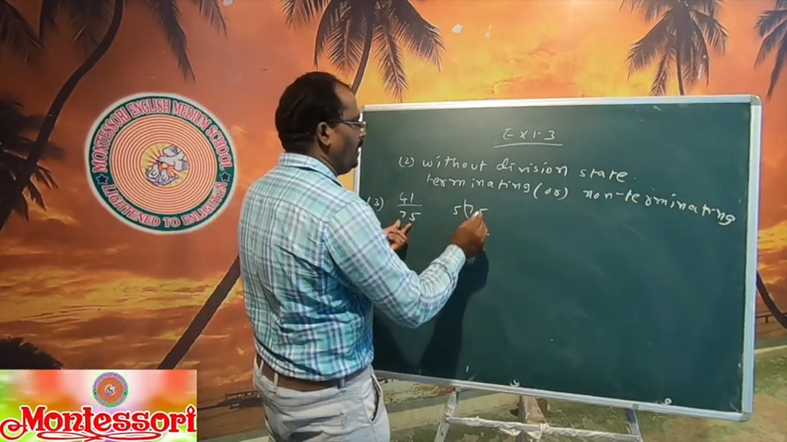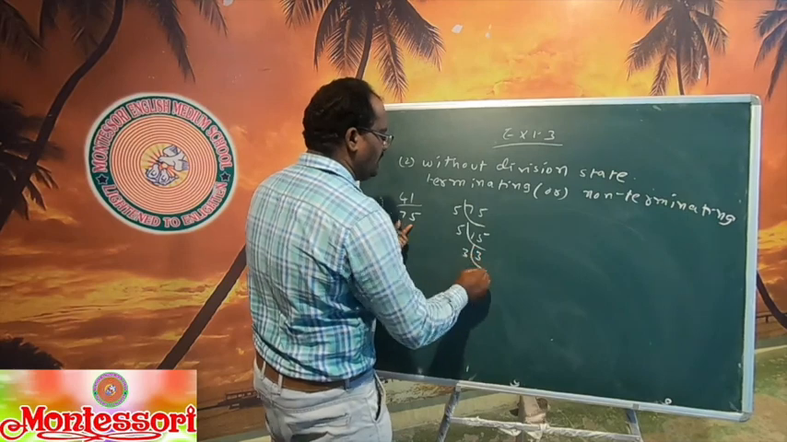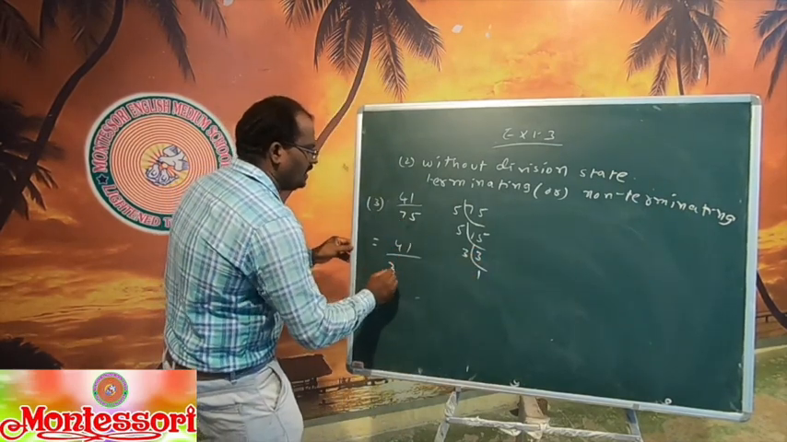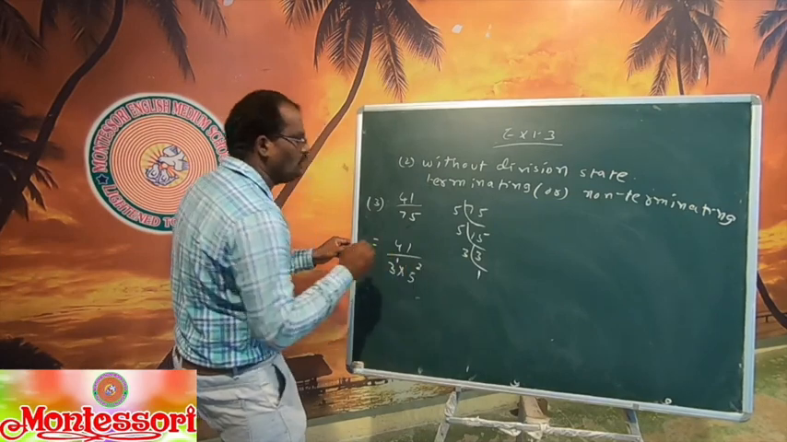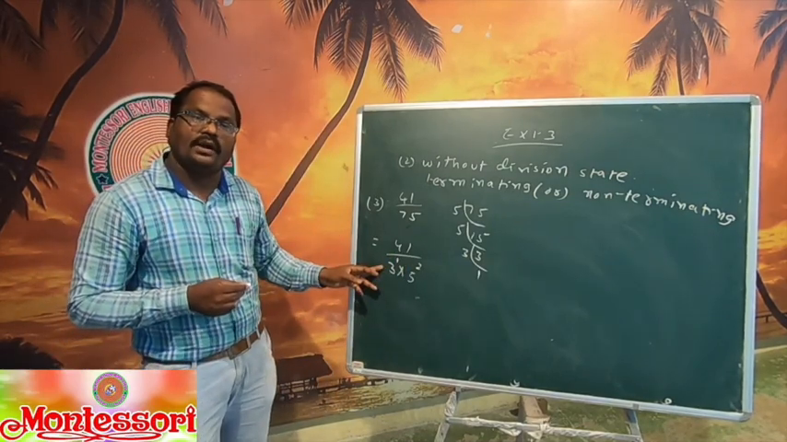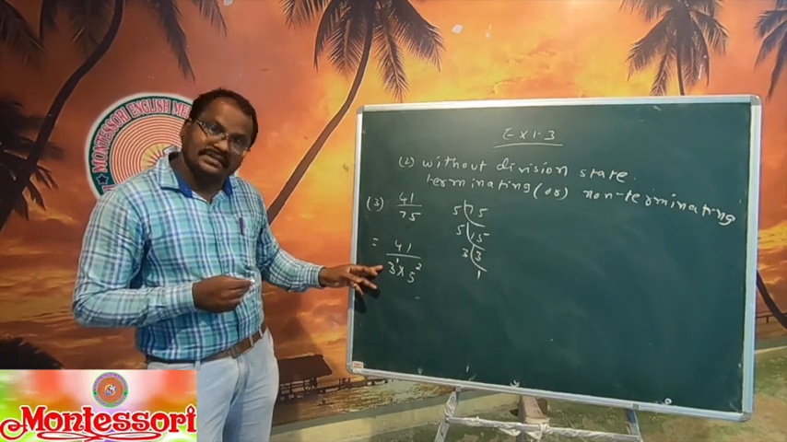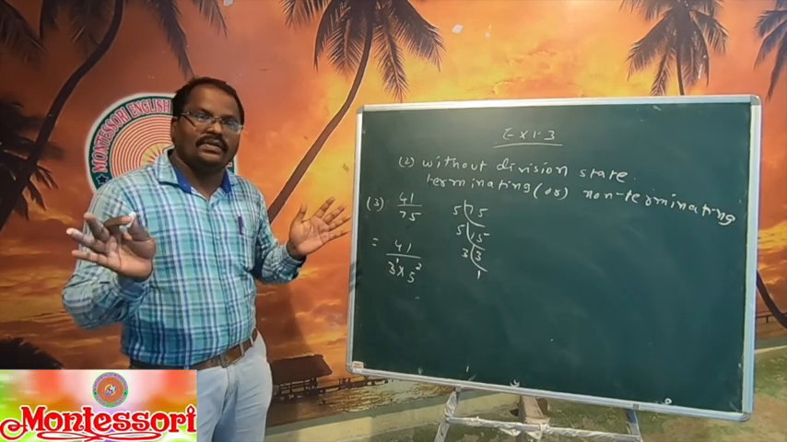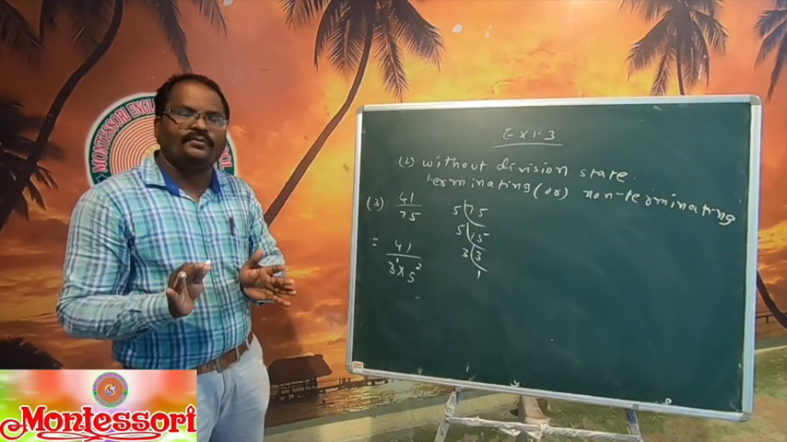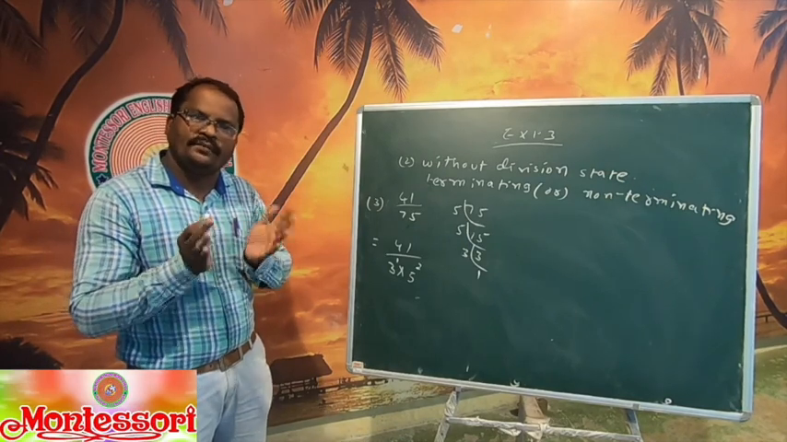You take again 5. You will come here 3. Again 3 with 1. That means how to write 75? 3 into 5 square. Here 5 is there, but along with 5, which factor are you getting here? 3. That means you will never get other factors. Only 2 factors, only 5 factors, or both 2 and 5 together.